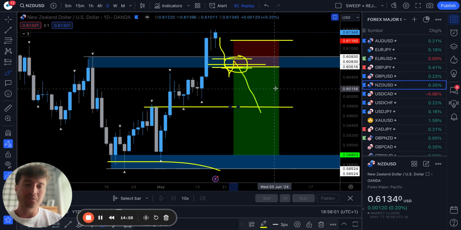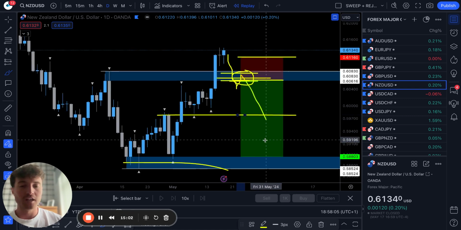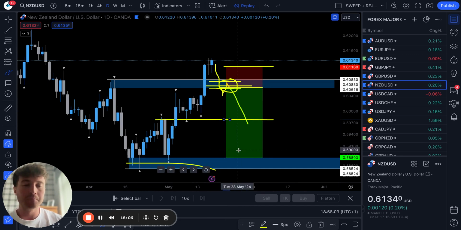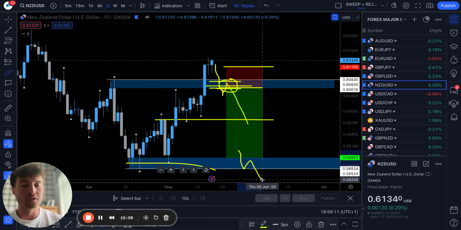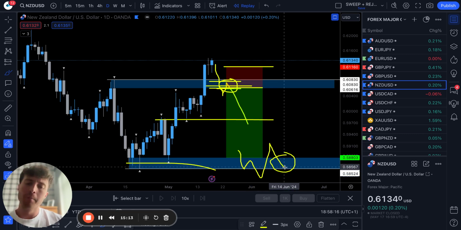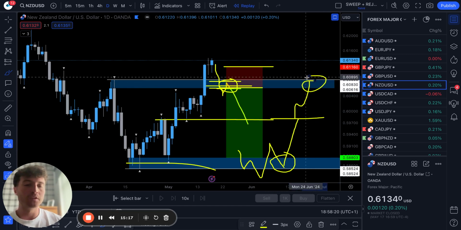We need to see how price reacts. But if we do end up getting down to this key level here at the bottom, you could look for a deviation, reclaim, and then look to bounce that back up to the upside. But I don't think that's going to be a setup that's going to start playing within next week. I think that's something maybe in a couple of weeks' time.